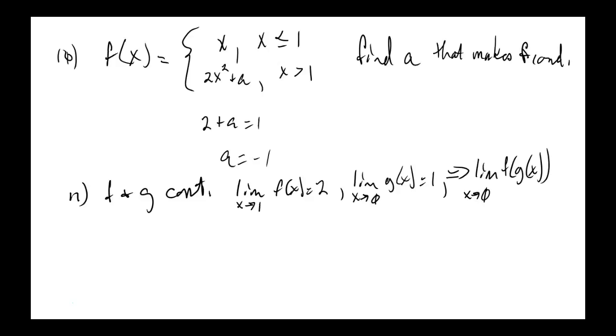So this is when you work your way in from the inside out. Right here, g of x, as x is approaching 0, it gave us that. So that's 1. So f of 1, when x approaches 1, is 2. So it's 2. That's it. Nice.